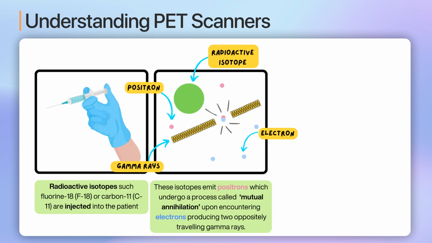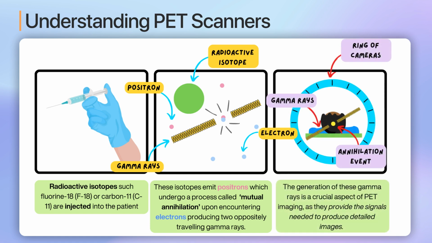Remember that positrons are like an electron's positively charged cousin. When these positrons encounter electrons within the body, they undergo a process called mutual annihilation. This annihilation process results in the production of two gamma rays, which travel in opposite directions. The generation of these gamma rays is a crucial aspect of PET imaging, as they provide the signals needed to produce detailed images.